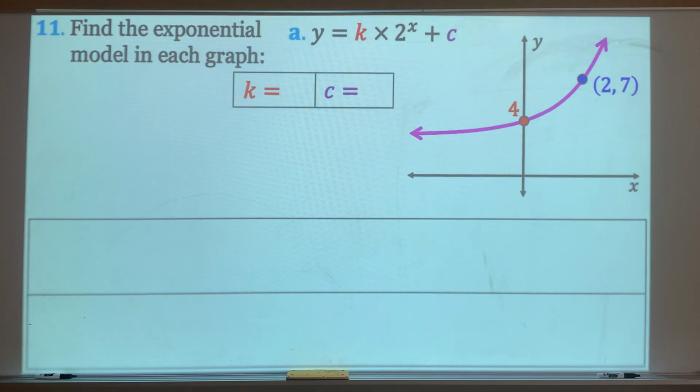Almost done. We got our answer almost? We're finding k.